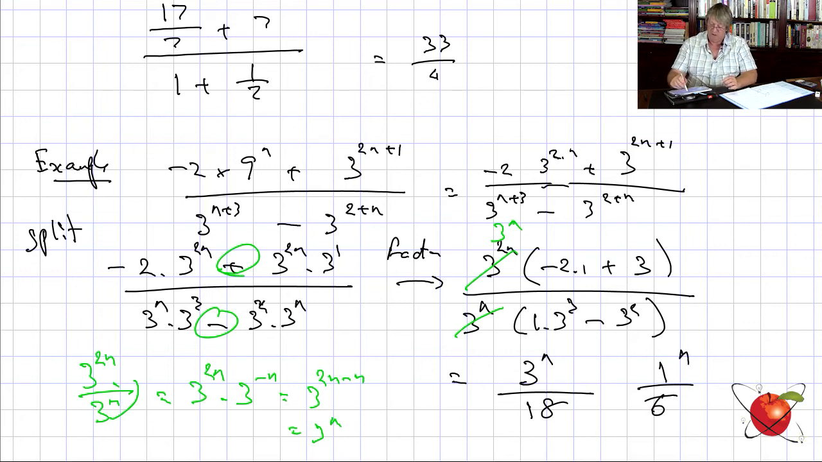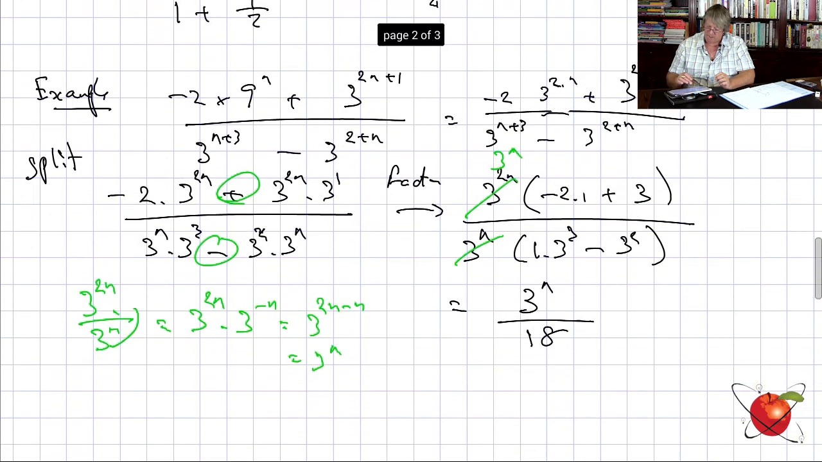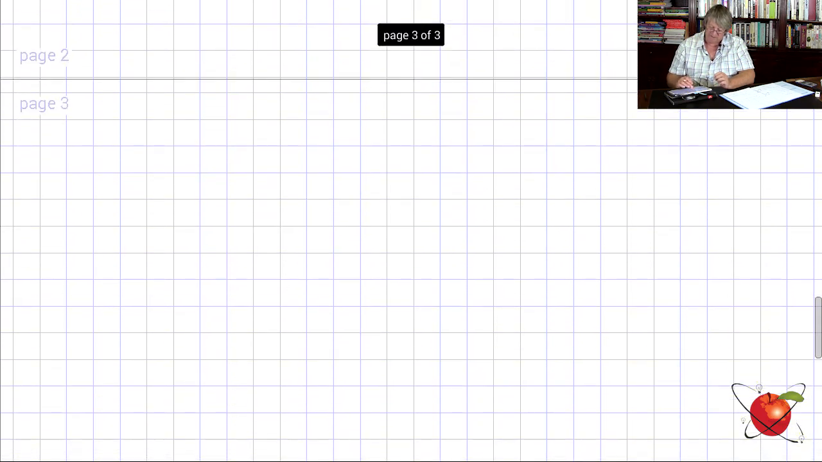No, you can't, all right? You cannot cancel that out because that 3 is linked to the n. It can't cancel with the 18 at the bottom, all right? We are moving along, okay?